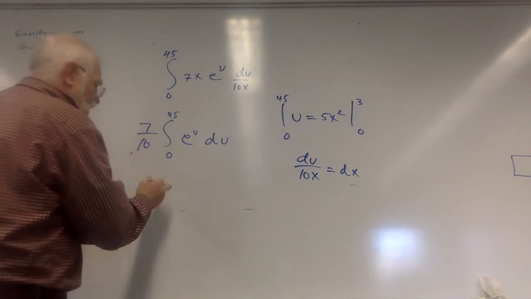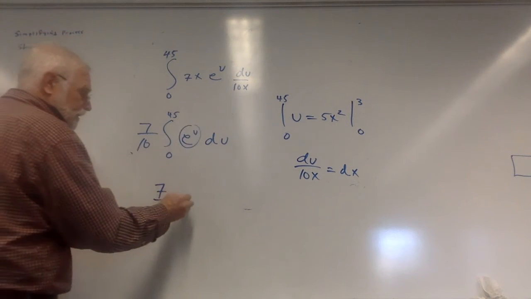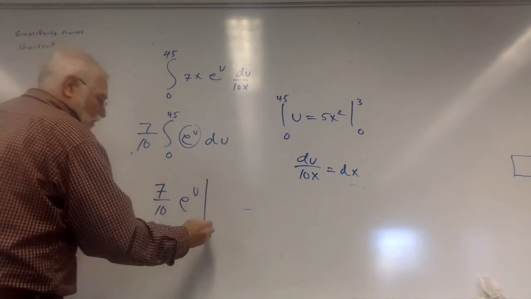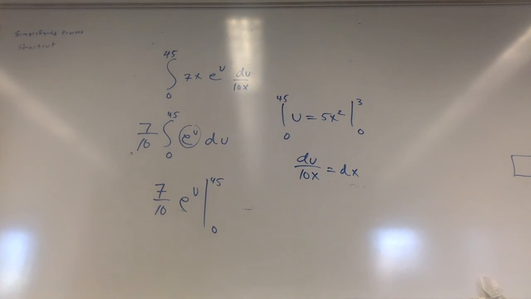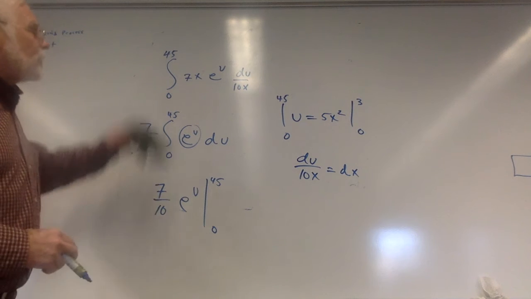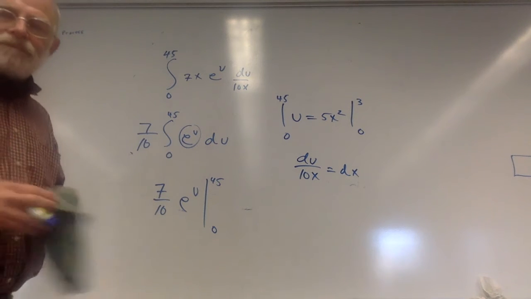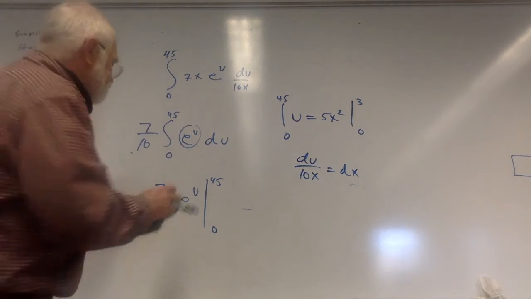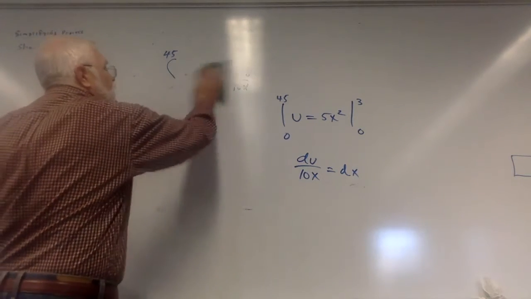And just finishing it off, we've got 7/10. What is the integral of e to the u? It is e to the u. And we're going to go from 0 to 45. And then we could do the rest of the fundamental theorem. And this process gets simplified a little bit. Just a little bit. Saves some time and energy. All right, so one last one. And then you'll be seeing them the rest of the way.